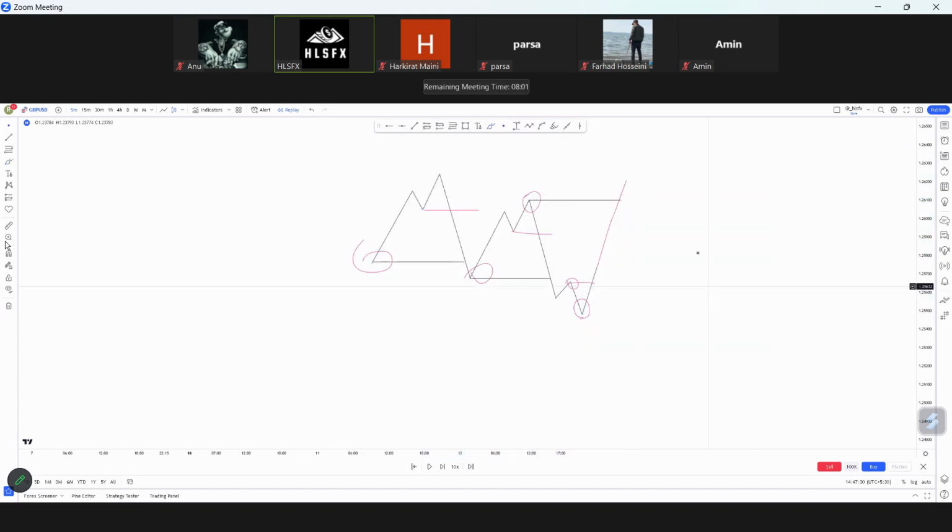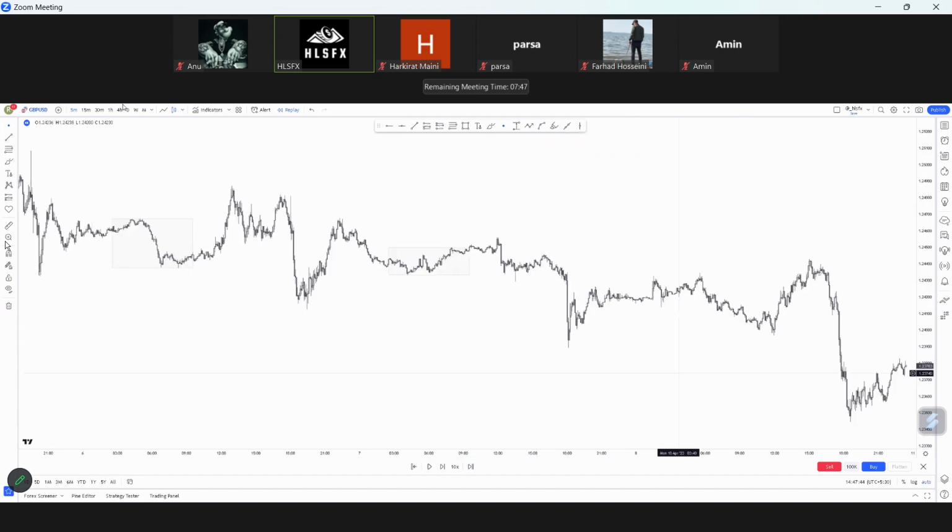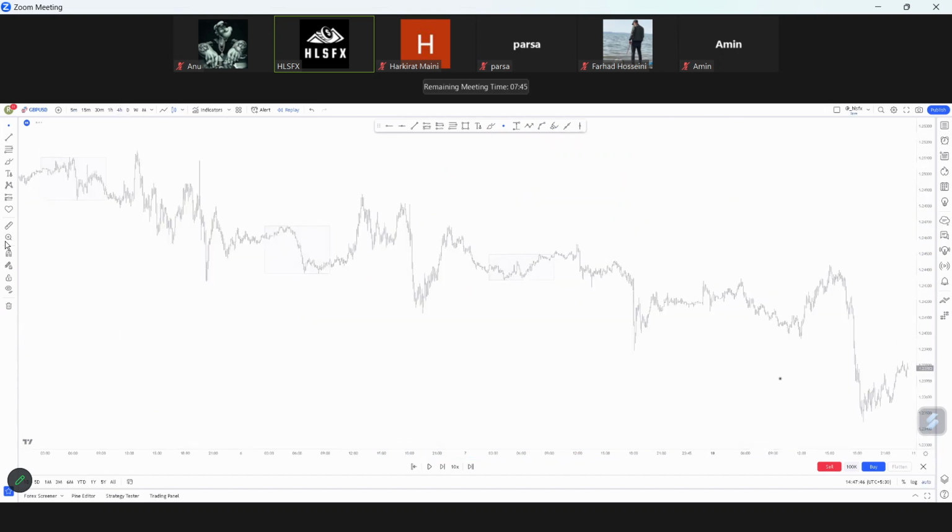Now, the second rule is you need to see the strong high and a weak low on the same time frame. On the same time frame, I'll show you examples. Okay, so now let's go to the 4 hour time frame here.